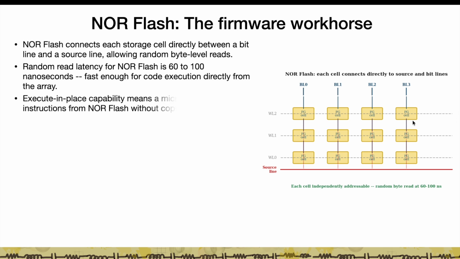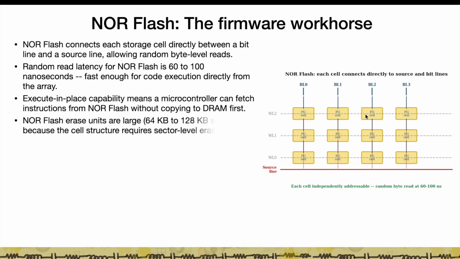The figure shows how NOR flash achieves this. Each cell has its own connection between the drain terminal and the bit line. Reading any cell means asserting the appropriate word line voltage and sensing the current on that cell's dedicated bit line, exactly analogous to reading an SRAM or a DRAM bit. There is no dependency on neighboring cells. No need to read a page before accessing a byte.